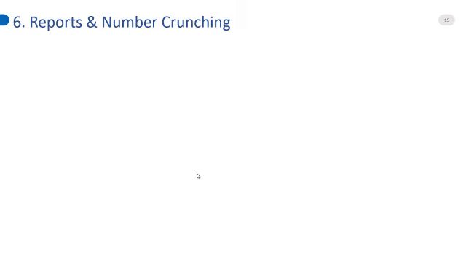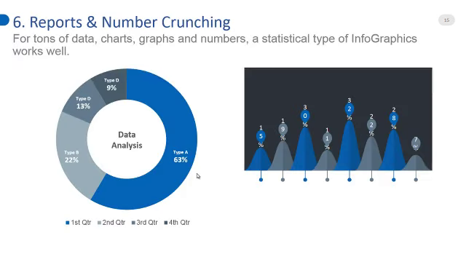Number 6 is reports and number crunching. For tons of data, charts, graphics, numbers, a statistical type of infographic really works well. So when somebody looks at tons of numbers, it gets overwhelming. So how do you take those numbers and turn them into a chart so that it is easy for people to understand? So pie charts, line graphs, things that would appeal to your audience, but would make things a lot easier for them to understand.